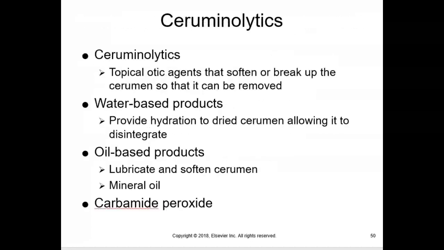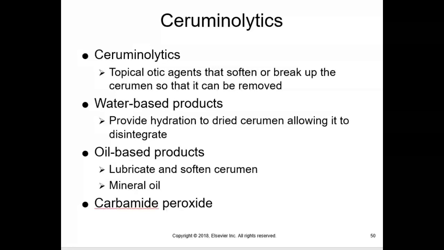So again, cerumen is earwax. It's a normal thing produced by the ear. Sometimes, though, it can accumulate due to overproduction or narrowing of the ear canal. And if it does that, it can harden in the ear canal, creating an impaction that can lead to pain, itching, tinnitus, and hearing loss.